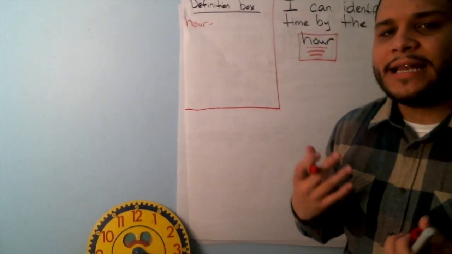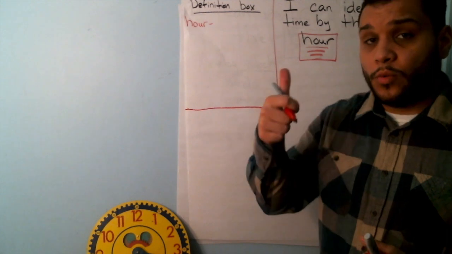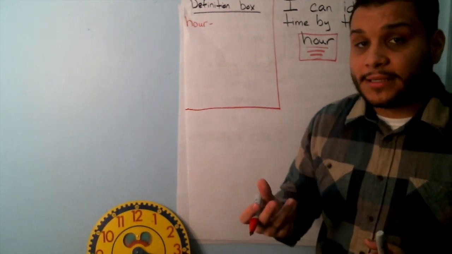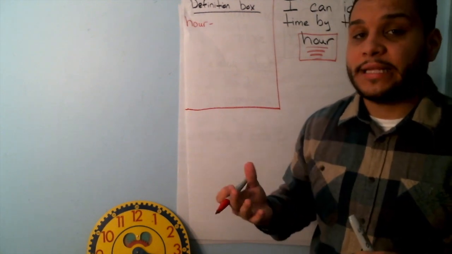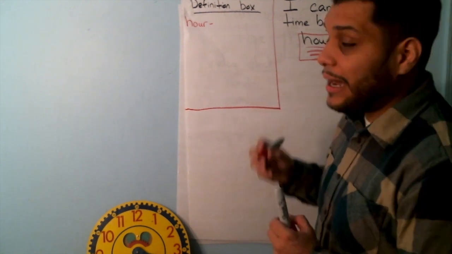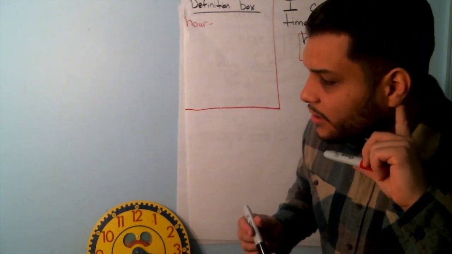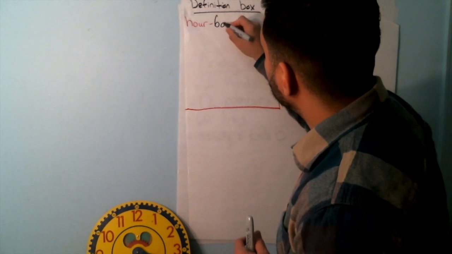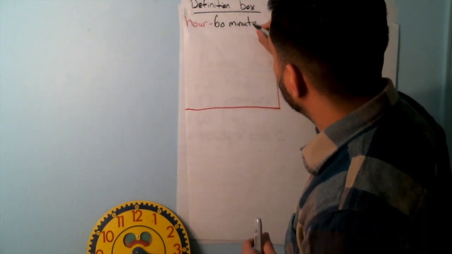Now, how would I define an hour? Well, we have to think about what makes an hour and also what represents or shows. So shows another word for represents an hour. Well, we know that in an hour there are how many minutes? How many? I didn't hear you. Oh, 60 minutes. Yes. 60 minutes.